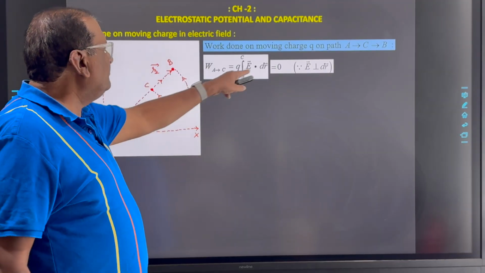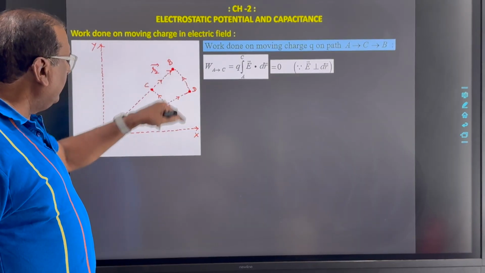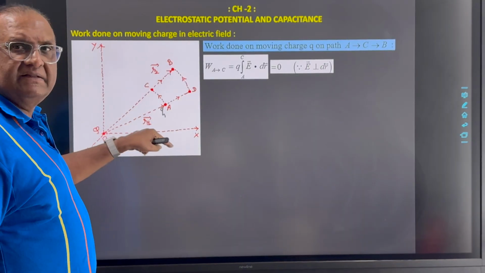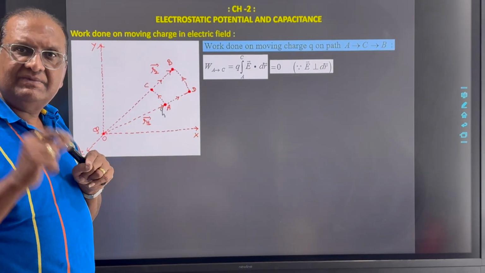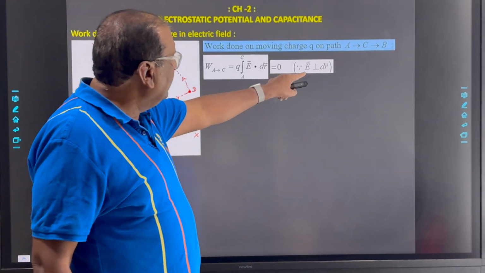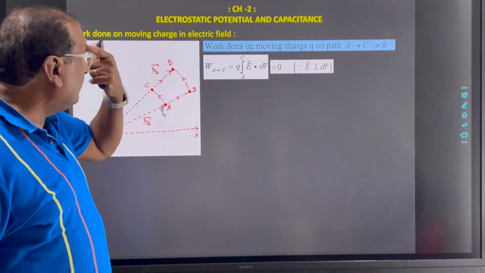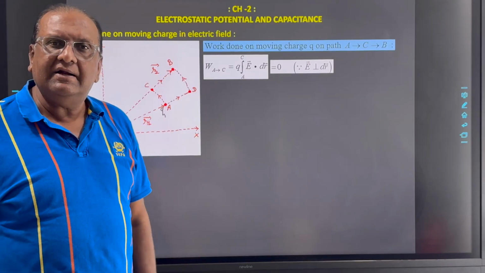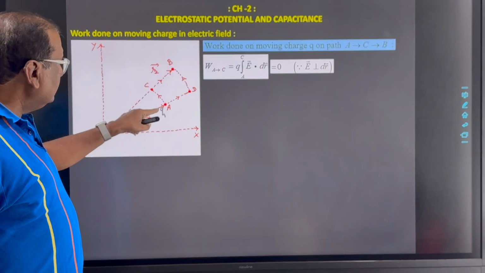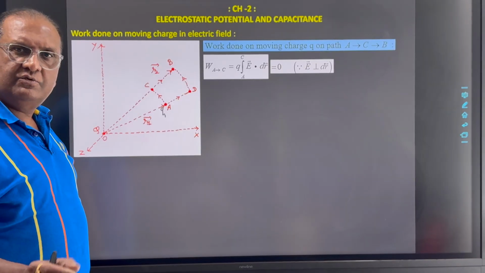Okay, now here this work done will be zero. Why? Because electric field is radially outward. So at each and every point on the AC path, the infinitesimal small displacement dr and electric field E both will be perpendicular to each other, and therefore the dot product E dot dr will come to zero. So work done to move charge small q from A to C is equal to 0.